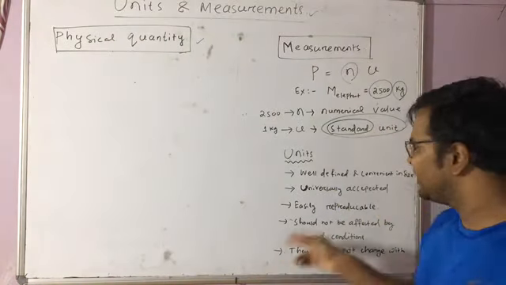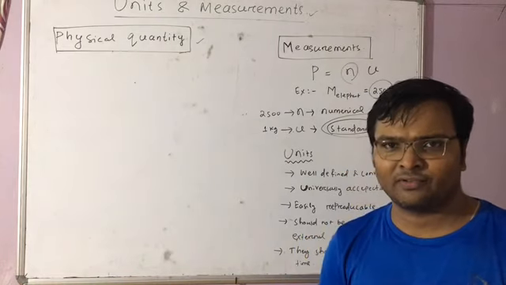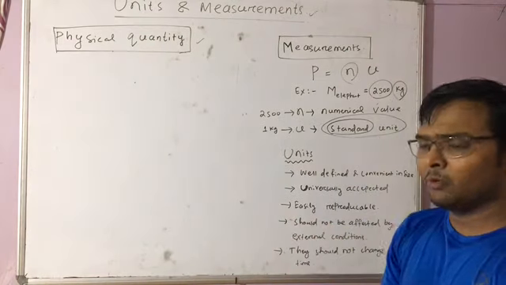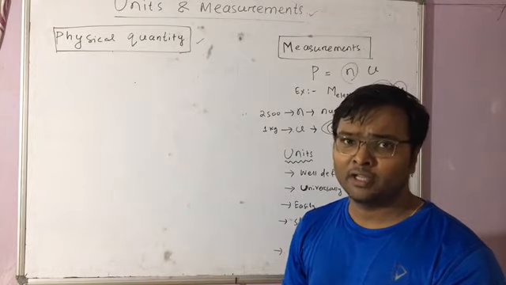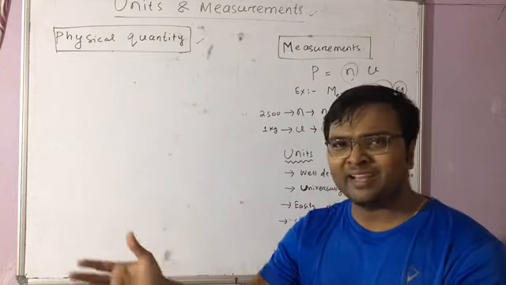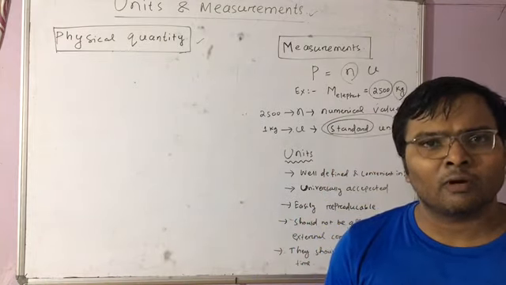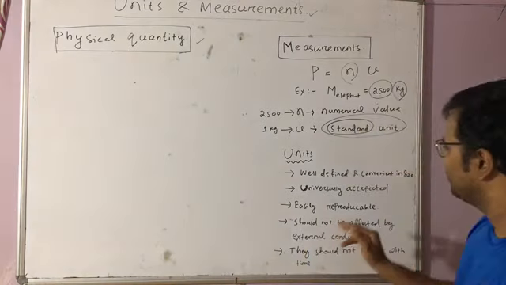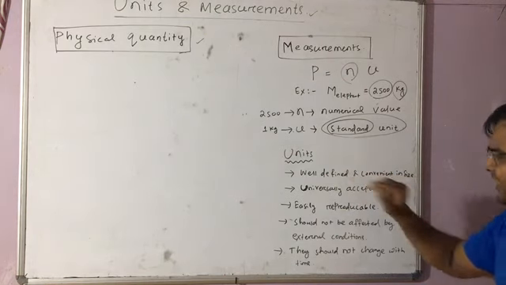Again, let me give you an example of a convenient unit. Suppose you want to measure mass. Suppose there is a big rock, and you take the mass of the rock to be your standard unit. Is it convenient to carry the rock and all the time compare its mass with the quantity you want to measure? It is not convenient. So it must be well defined and convenient in size.